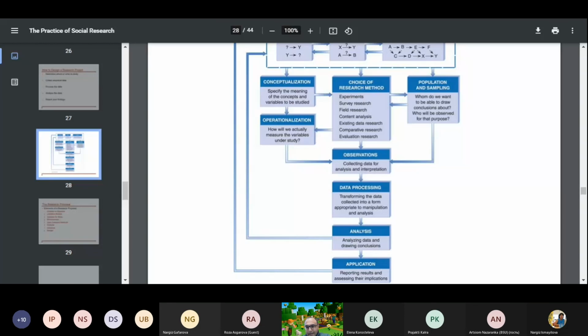Why not it's a one way around? Why it's a circular way? Can somebody answer me? Can somebody give the answer why the research is always circular?